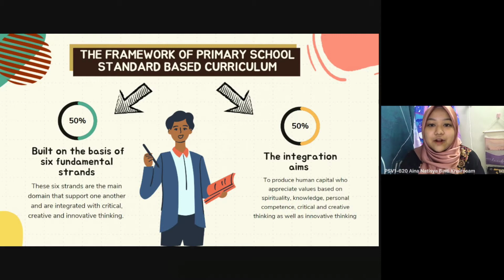So, KSSR framework is built on the basis of 6 fundamental strengths, which are communication, spiritual attitude and values, humanities, personal competence, physical development, and aesthetics, and science and technology. These 6 strengths are the main domains that support one another and are integrated with critical, creative, and innovative thinking. The integration aims to produce human capital who appreciate values based on spirituality, knowledge, personal competence, critical and creative thinking, as well as innovative thinking.